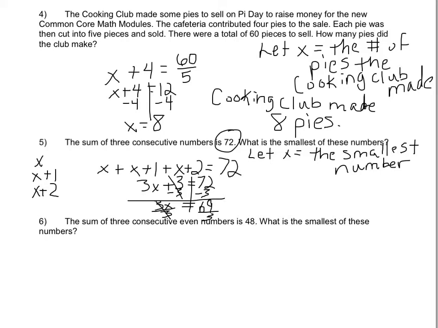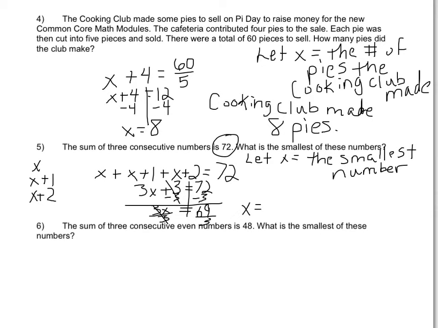69 divided by 3 is x equals 23. Therefore, the smallest number is 23. The smallest number is 23.